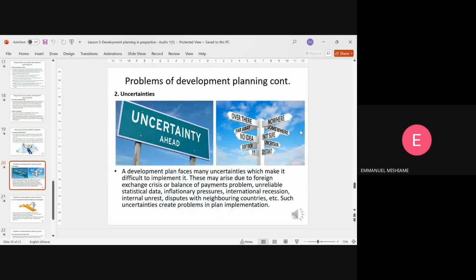All right. Secondly, you have uncertainties. Uncertainties are a major problem, as we said, owing to the inability to plan for contingencies. For instance, war can happen at any time. Natural disasters can happen at any time. Inflation can happen at any time. Sometimes it may not even be your problem, but something that is happening somewhere else.